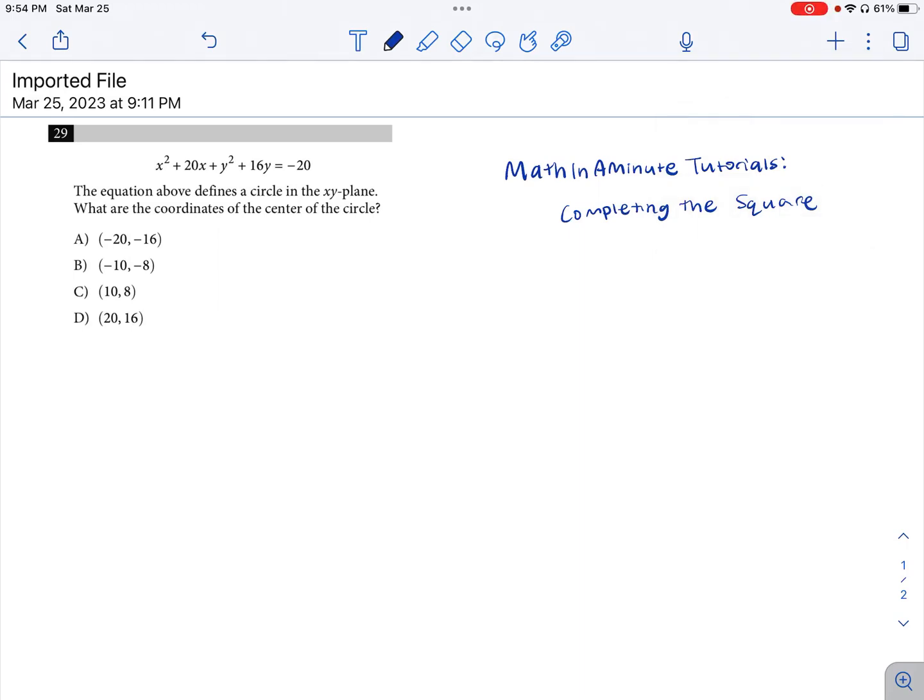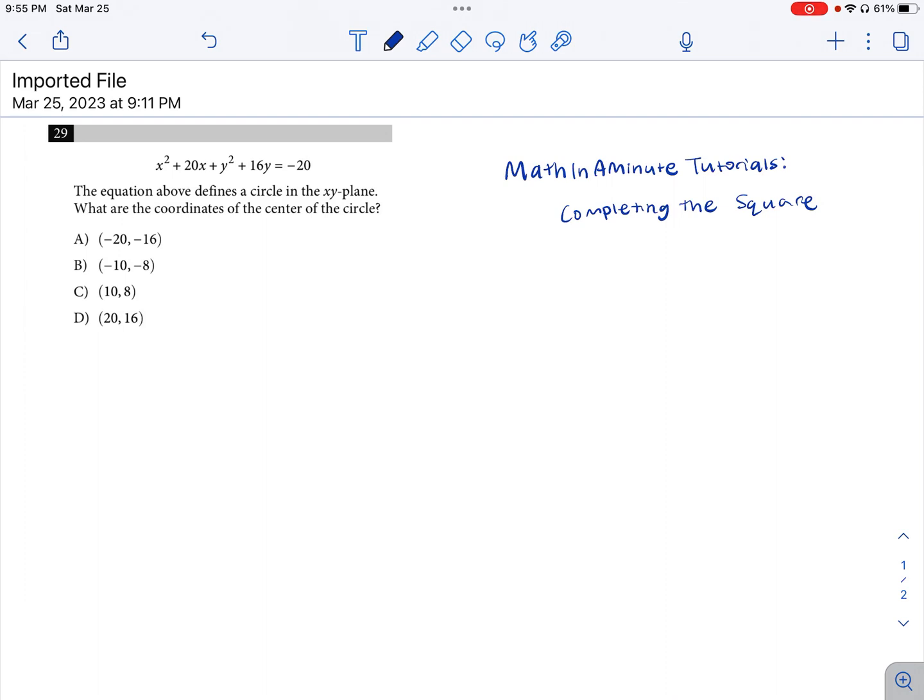Let's take a look at this question. So, first read the question, obviously, you have to do that. And after you're done reading the question, you'll see that the question is asking you to take this equation, which represents a circle, and extract the coordinates of the center of the circle.